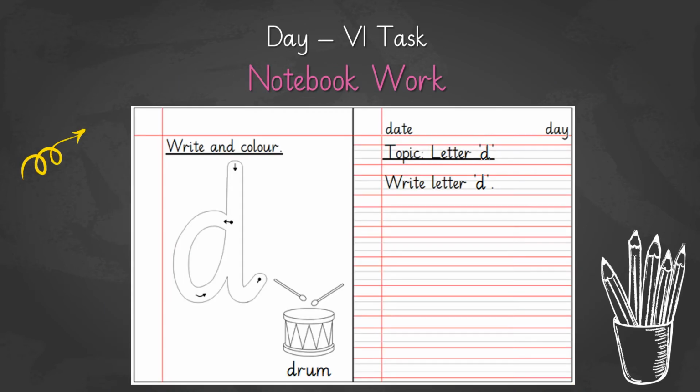This is your day 6 task. This task should be done in your notebook. On the first page, in the hollow letter, start from the starting point and follow the arrows. You need to practice D as many times as you can with different pencil colors. And you need to color in D drum, or you can make any other picture that begins with the sound of D. And on the second page, you need to write D as many times as you can with pencil.